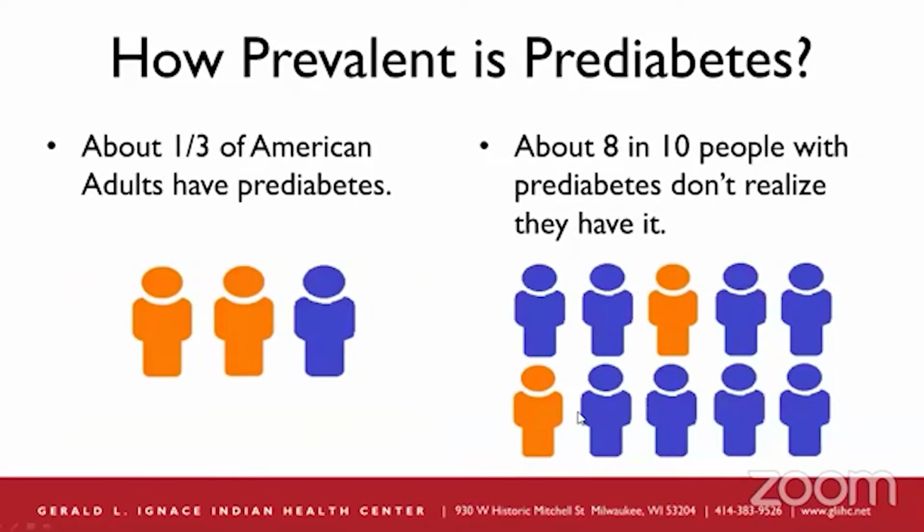So how prevalent is prediabetes? It's actually very prevalent. About 1/3 of the American adult population has prediabetes. About 8 in 10 people with prediabetes don't actually realize they have it. It's not something that is obvious, and you have to get your blood sugar checked in order to determine whether you have prediabetes or not.